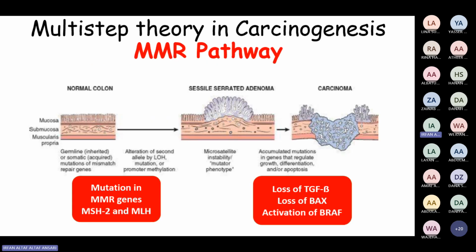So this is the MMR pathway. You have normal colon, mutation in MMR gene, MSH2 or MLH1. This will lead to the sessile serrated adenoma. There is another loss of TGF beta, BAX, BRAF, P53, and it goes into the mutation. So this is the adenoma carcinoma sequence in the MMR pathway.